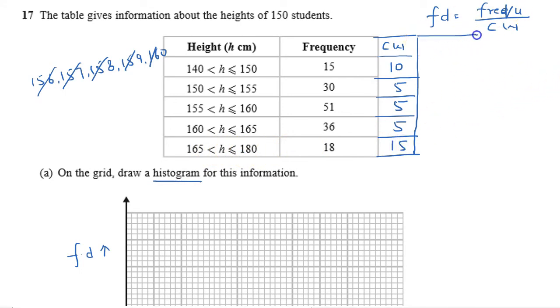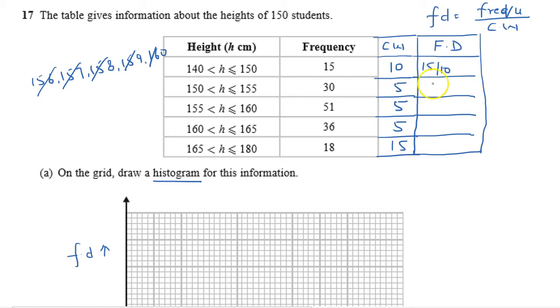Now what we have to find is frequency density. So for the frequency density, what we are going to do is 15 divided by 10, 30 divided by 5, 51 divided by 5, 36 divided by 5 and 18 divided by 15. So this is the frequency density.